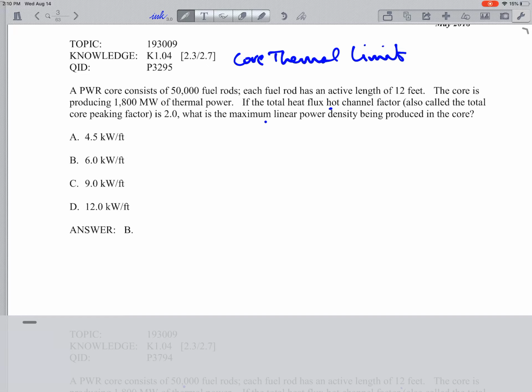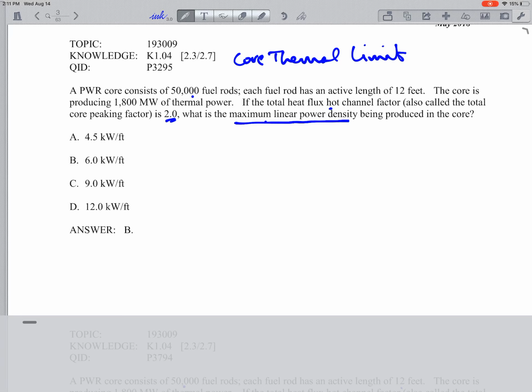They're very similar. Been used on 3 exams in the past, and yeah, I'll show you how to do all 3 real quick. All right, PWR core consists of 50,000 fuel rods. Each fuel rod has an active length of 12 feet. The core is producing 1,800 megawatts of thermal power. If the total heat flux hot channel factor, also called the total core peaking factor, is 2.0, what is the maximum linear power density? So max linear power density is what we're using.